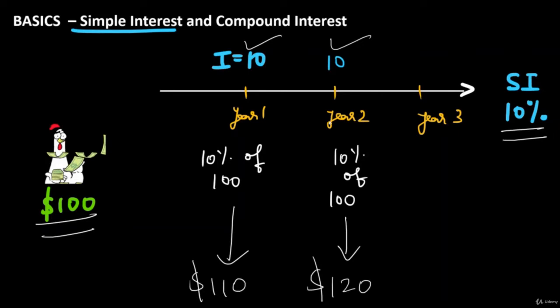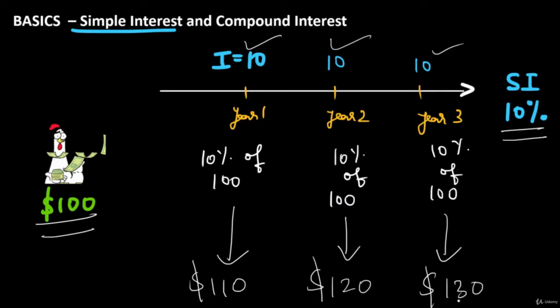Now, on the same logic, if he were to wait for year 3 also, again he would get another 10% of 100, which is another $10. All right. So this is again 130. The total amount that he would be getting would be 100 plus 10 plus 10 plus 10, which is $130.